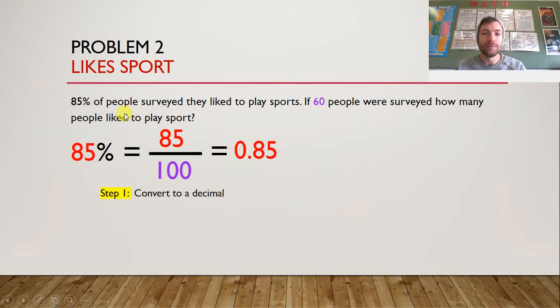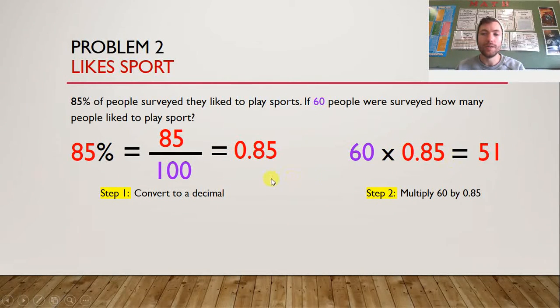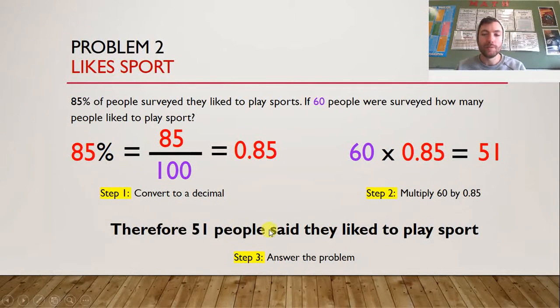So now we have a decimal. We found 85% and turned that into a decimal. Now we're going to look at these 60 people. We're going to multiply 60 by 0.85, and that will give us 85% of this number. So 60 times 0.85 gives us 51. Now we have our answer, 51, but like in the last step, we have to answer the problem. So we write, therefore, 51 people said they like to play sport. We found 85% of 60, which gave us 51, and then we answered the problem.